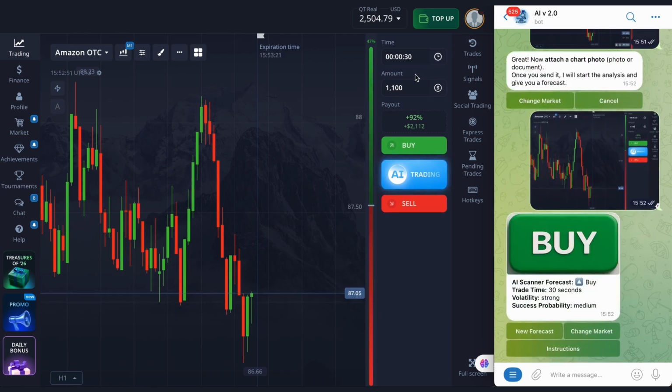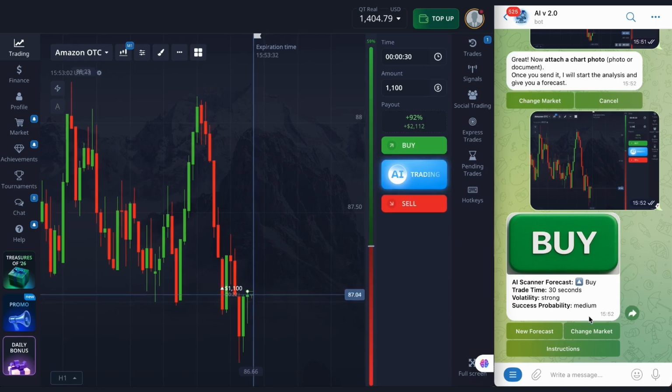It is gonna be a 30 seconds buy. Timer is already on 30 seconds. Let's go ahead and execute a buy order for this trade. We're gonna hold on tight, people, and see how this is gonna play out. Our last trade for this session predicted by our AI screener to be a 30 seconds buy, volatility level strong, success probability is said to be medium. We're gonna hold on tight and see how this is gonna play out.